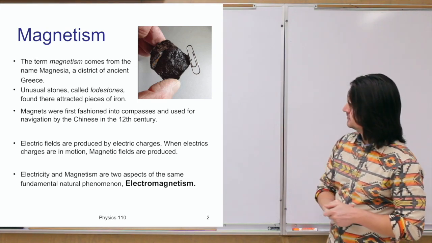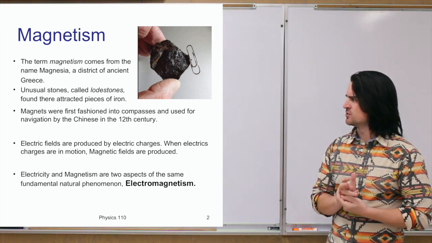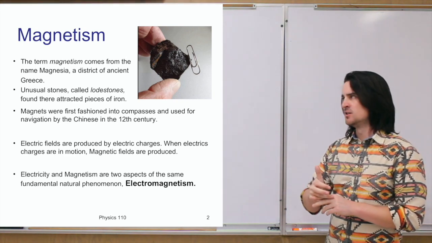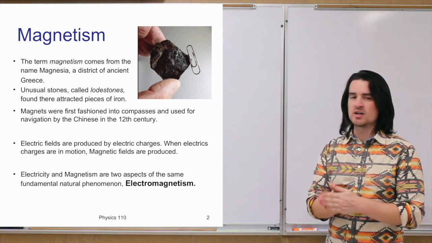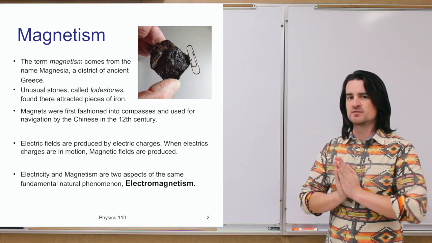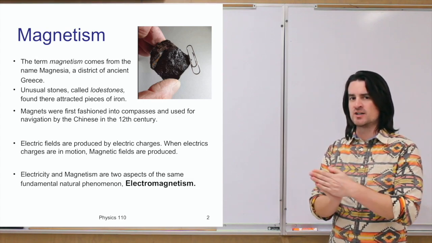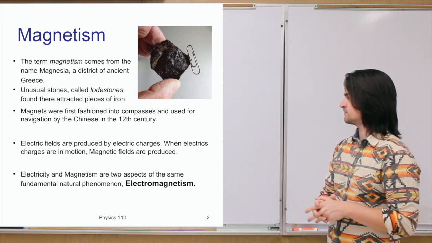Apparently somewhere in the 12th century, it was the Chinese who first figured out that they could make these lodestones into compasses. They could put these oddly attractive materials onto rotating swivels, and those swivels would align with north and south.